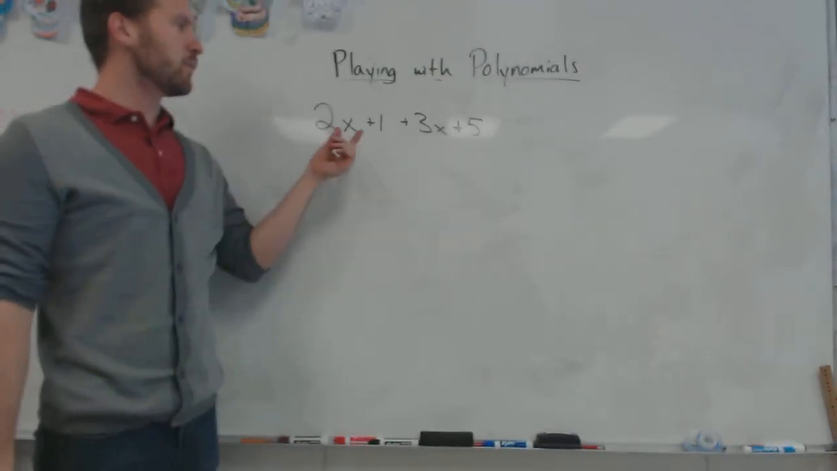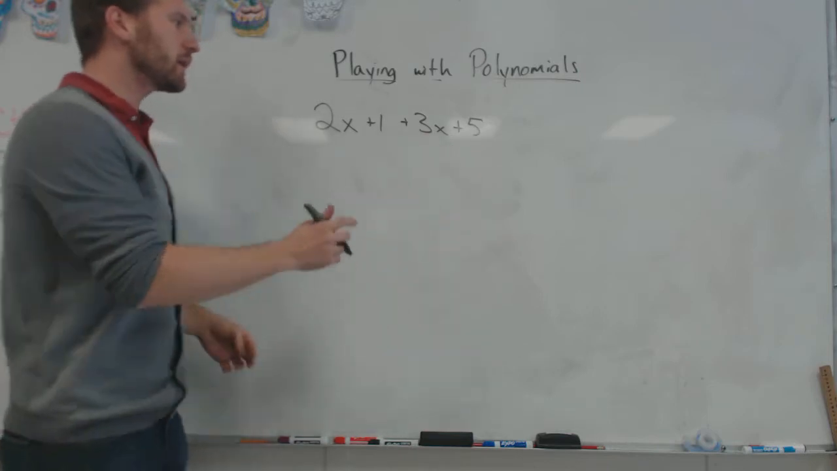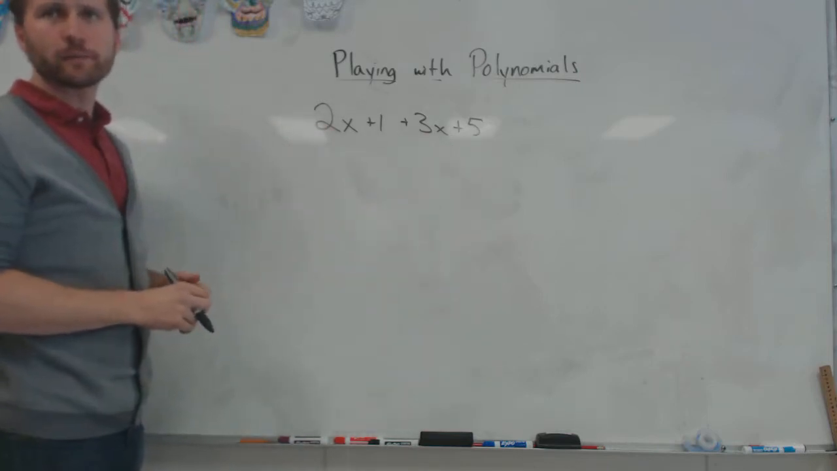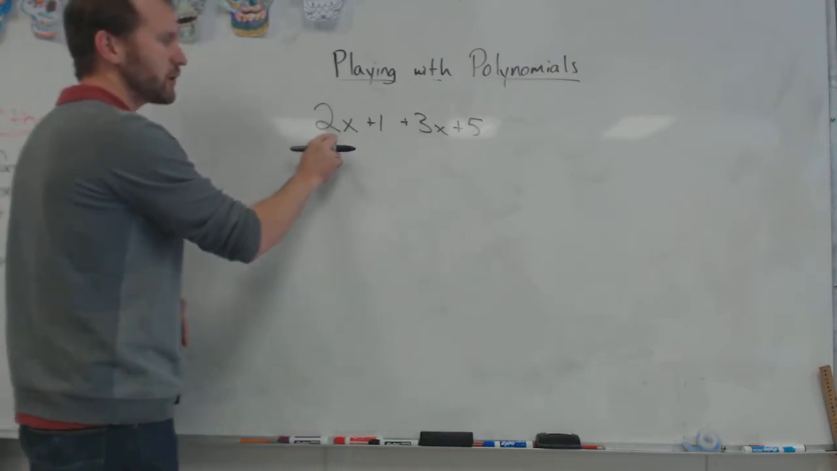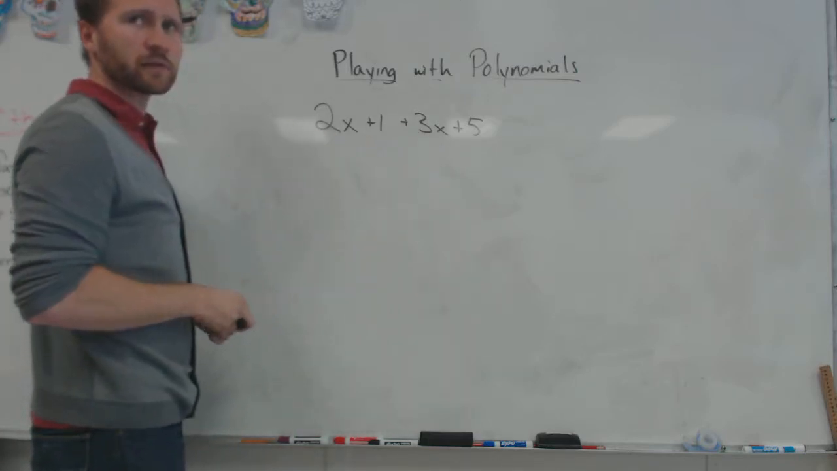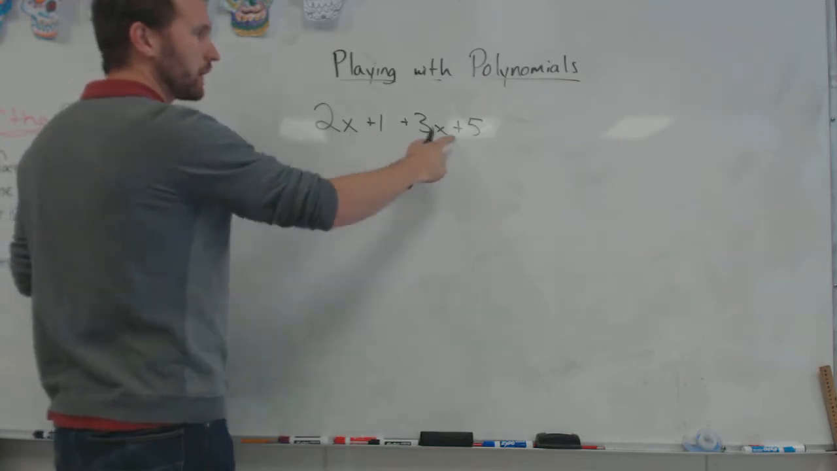Because it has more than three terms. What are the terms in this polynomial? 3x and 2x. So 3x is one term, 2x is one term. What other terms do I have? 1 and 5.